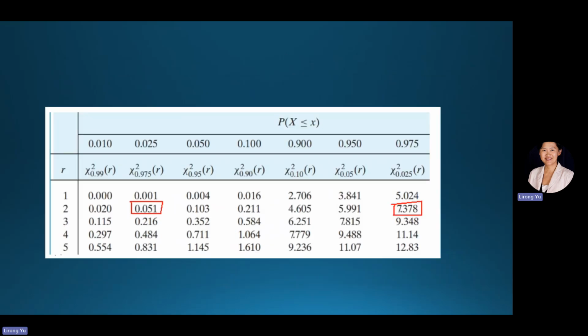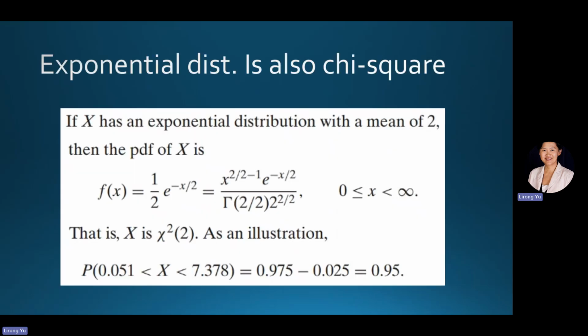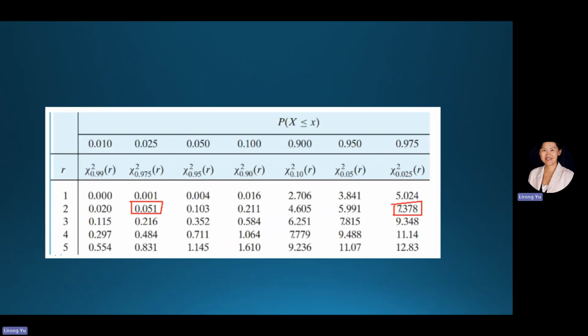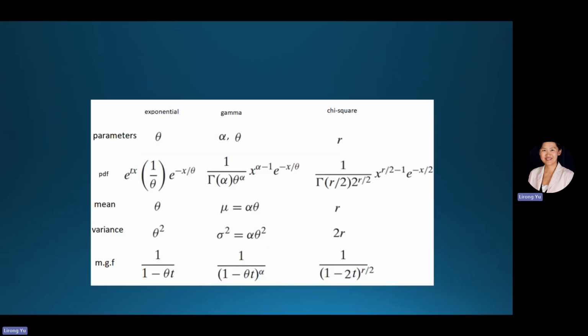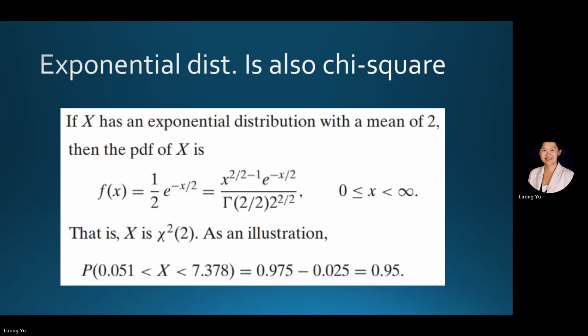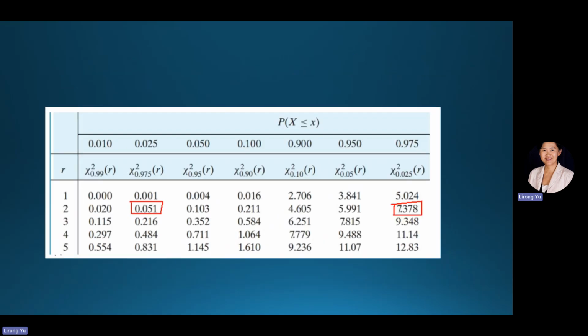So the degree of freedom is 2. Remember, that is also the exponential distribution. We're looking for the probability between 0.051 and 7.378. Then you have 0.025 and 0.975. Subtract those two, and we find the probability in between. Any question? So it's just a small mention. Frankly, I would do my own integration whenever it's an exponential distribution. I'm fine with integrating the exponential function. It's relatively easier than gamma distributions.